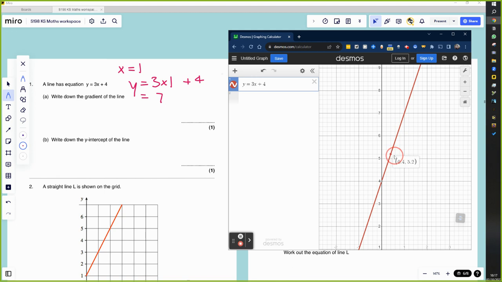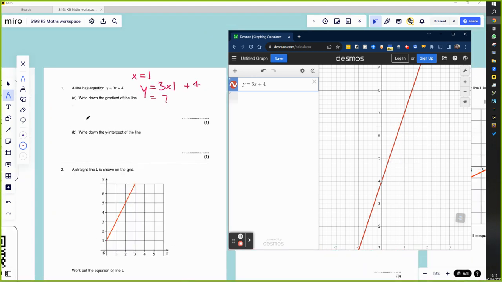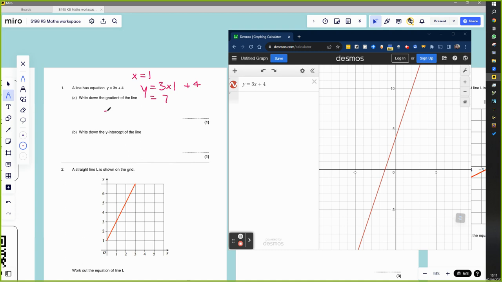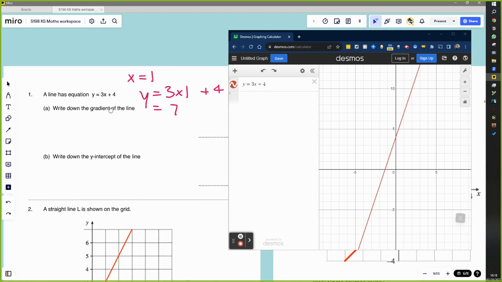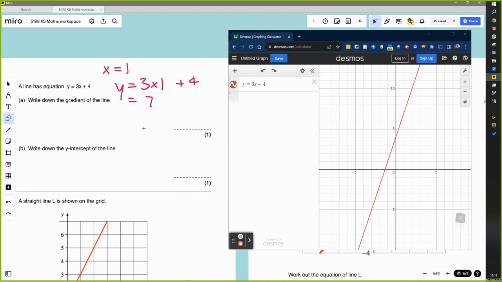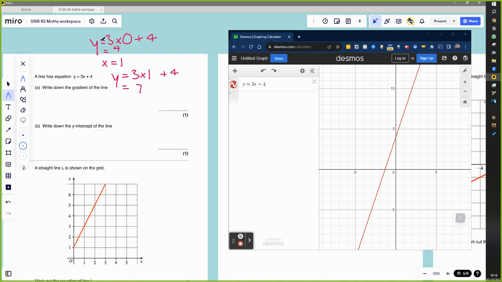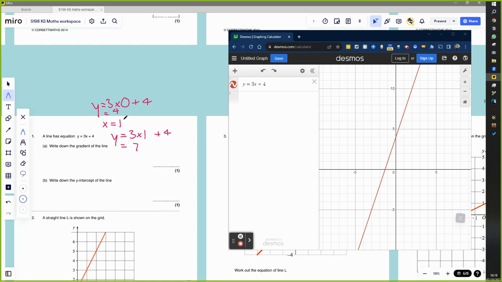At all points on this line, the relationship between y and x is that y will equal 3 times x plus 4. So when you think about it, if the y-intercept is when x equals 0, then I just have to say, well, what would y be when x equals 0? Well, it's going to be 3 times 0 plus 4. Which means you can forget about this first bit here, and you can see that y is equal to 4.